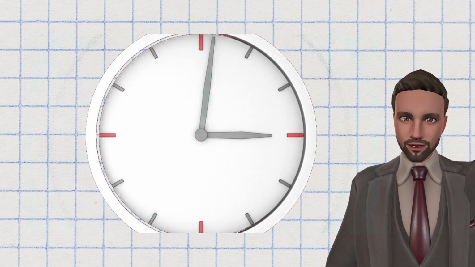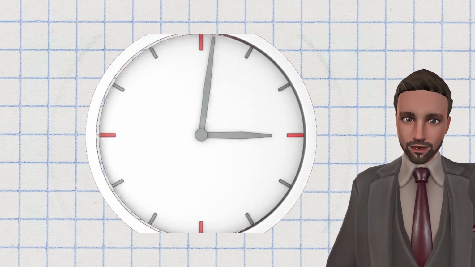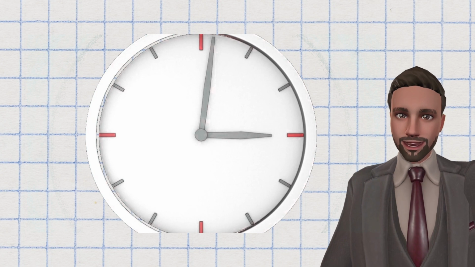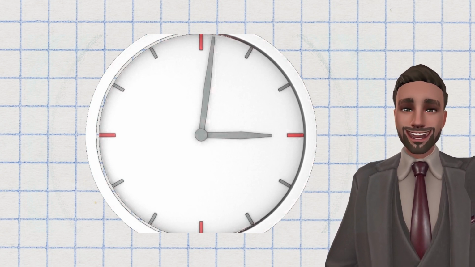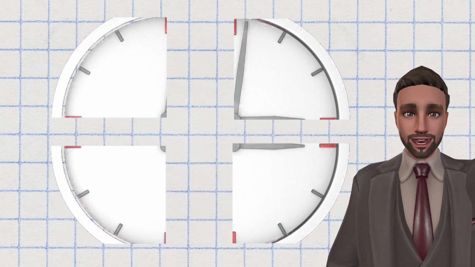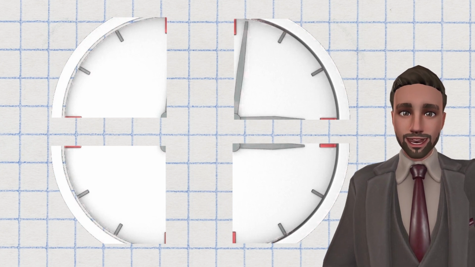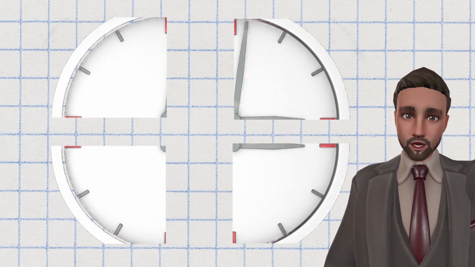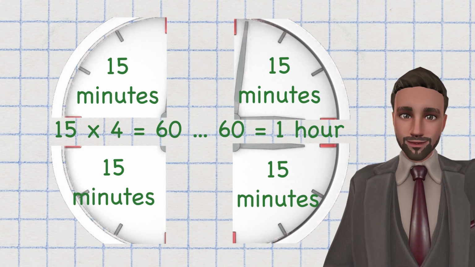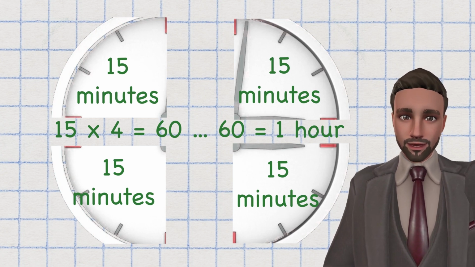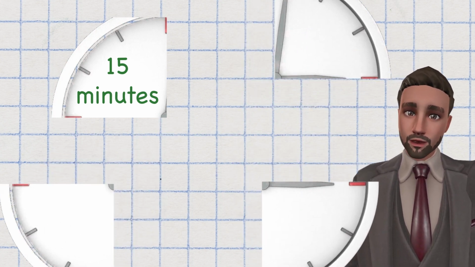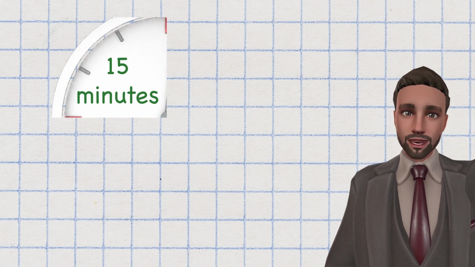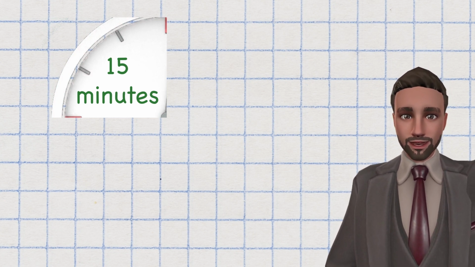Do you remember what I have to do? What's the most important thing about fractions? You've got it. I've got to split them into 4 equal parts. Now that I've done that, I can see how many minutes are in one of those quarters. You see? 15 minutes. I'm going to get rid of the other 3. Don't need them. Bye-bye.